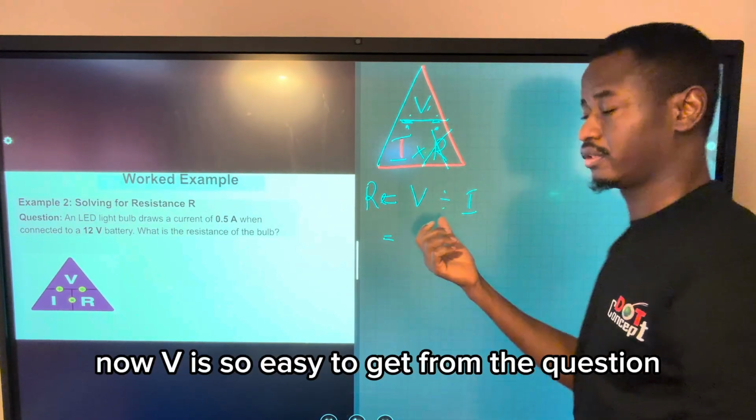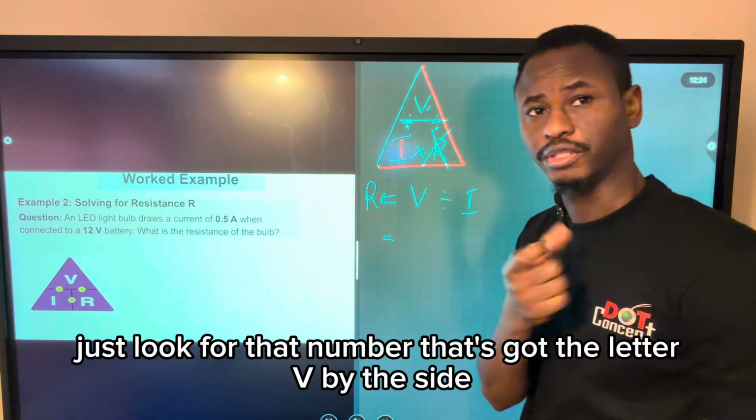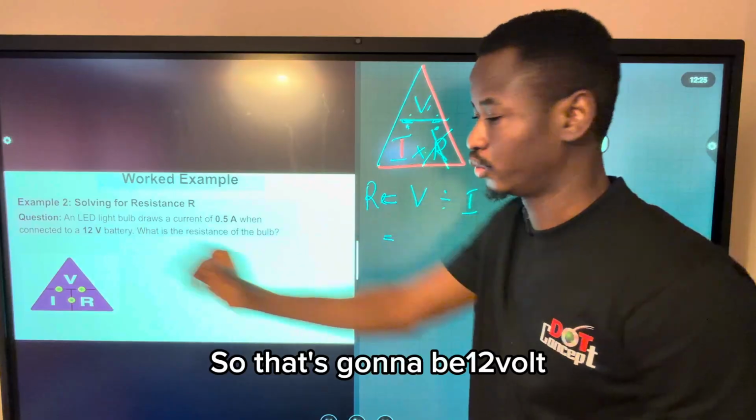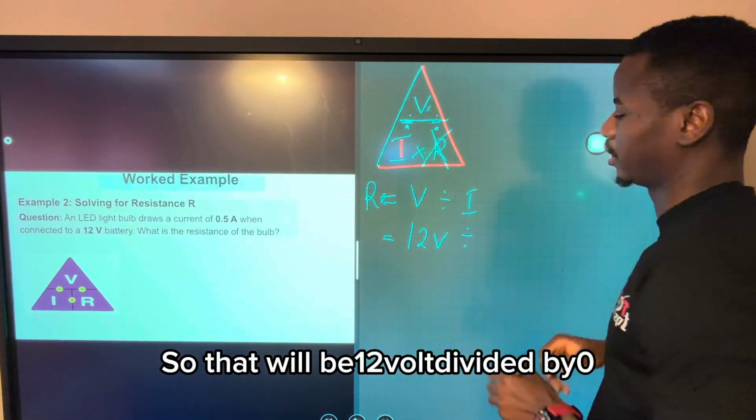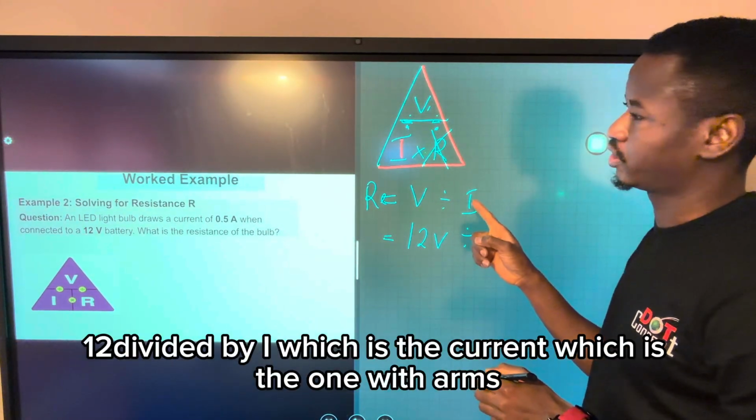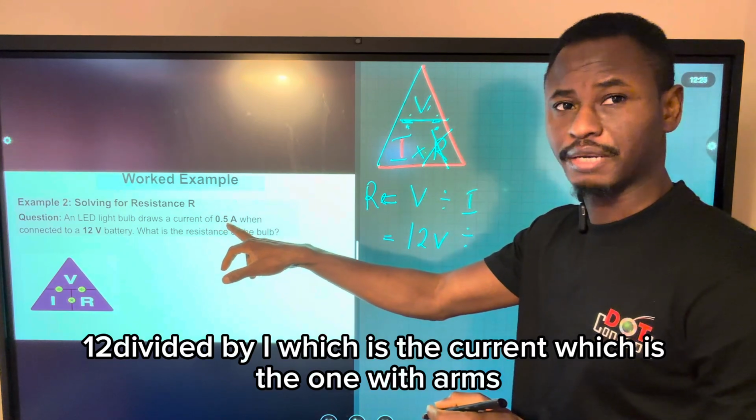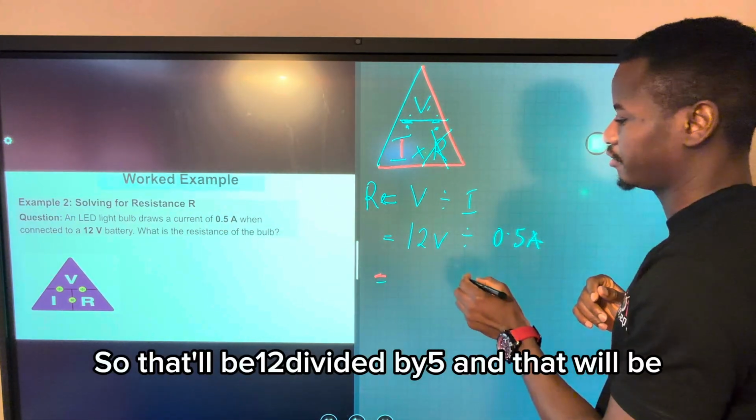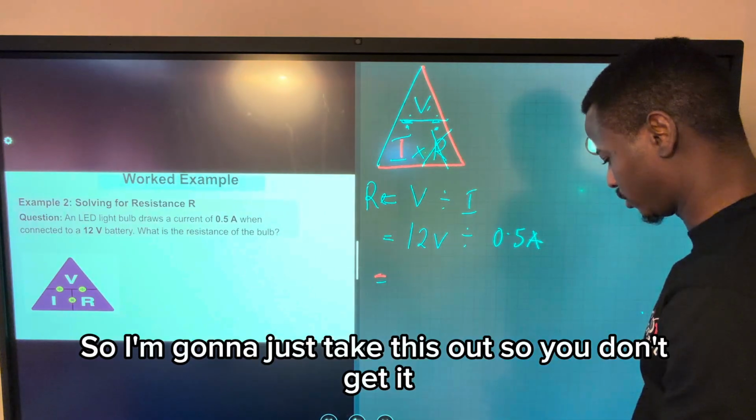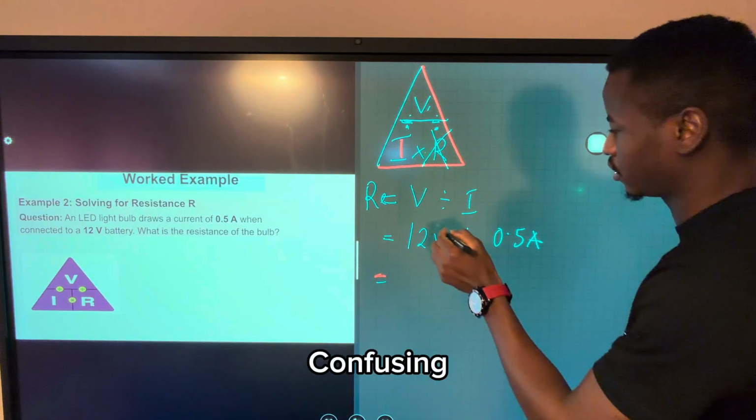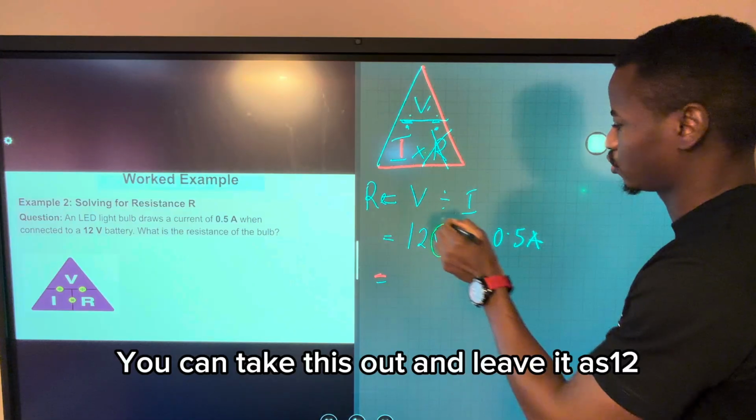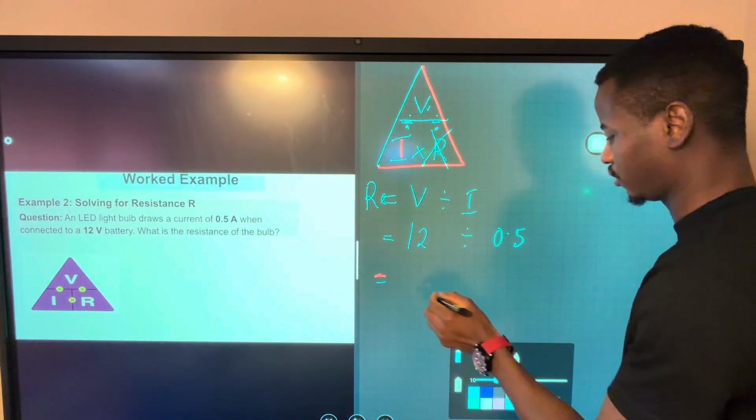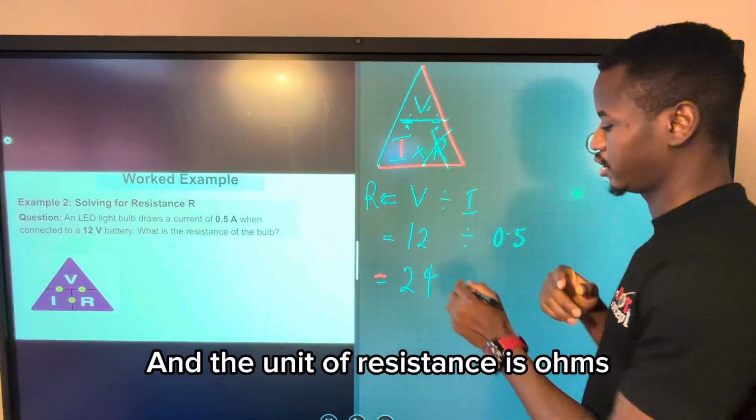Now, V is so easy to get from the question. Just look for the number that's got the letter V by the side, and that is 12, so that's 12 volts. So that will be 12 divided by I, which is the current, the one with amps, which is 0.5. So I'm going to take this out so you don't get confused. You can leave it as 12, and then leave this as 0.5. So that's going to be 24. And then the unit of resistance is ohms.